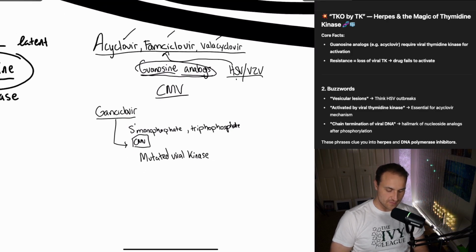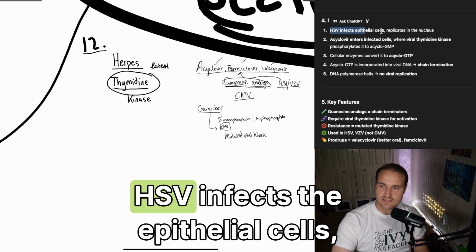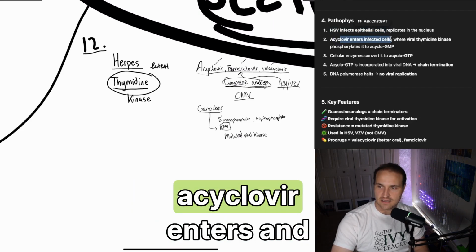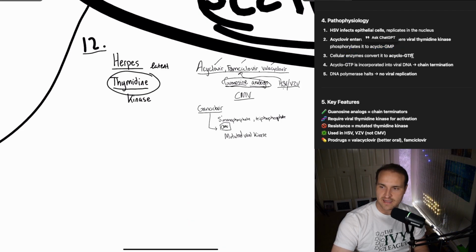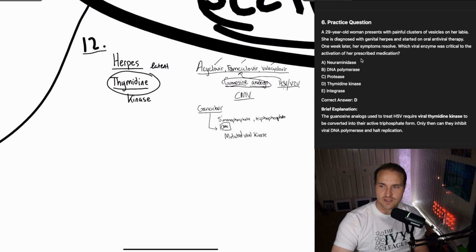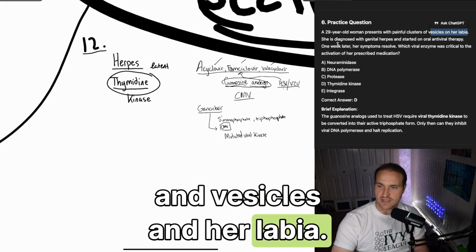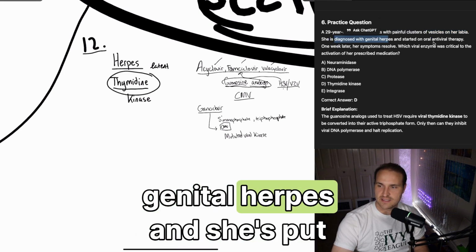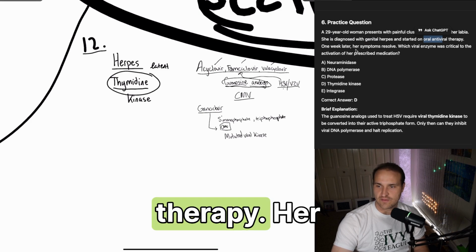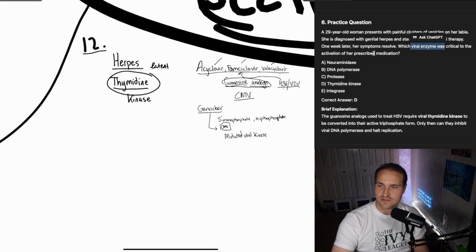And that's everything you need to know. That's all that's in First Aid about this. So the pathophys: HSV infects the epithelial cells. Acyclovir enters and is phosphorylated. Then it gets converted into acyclo-GTP, incorporated into viral DNA, chain termination, no viral replication. It's a beautiful thing. All right, so our practice question: we have a 29-year-old woman presenting with painful clusters of vesicles in her labia. She is diagnosed with genital herpes, and she's put on an oral antiviral therapy. Her symptoms resolve. Yay! Which viral enzyme was critical, and super easy now?